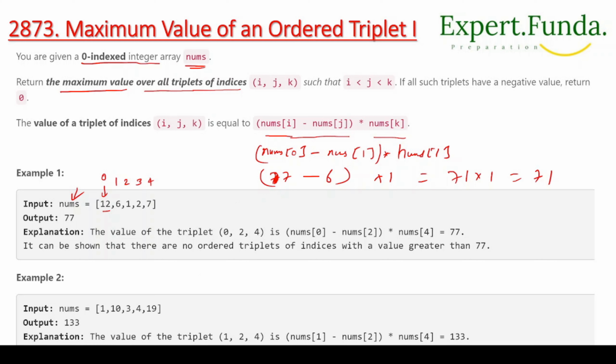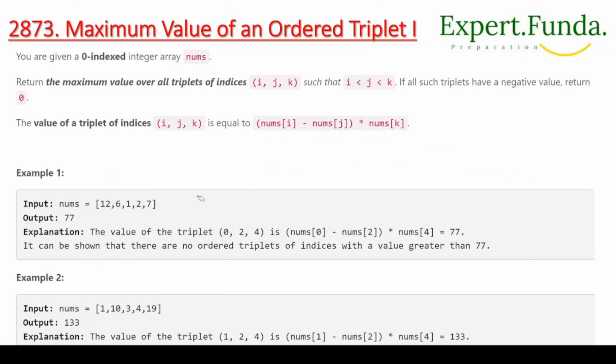Let me clean again. Okay, so what we are doing here: let's suppose we are taking the indices 0, 2 and 4. These indices we have given.